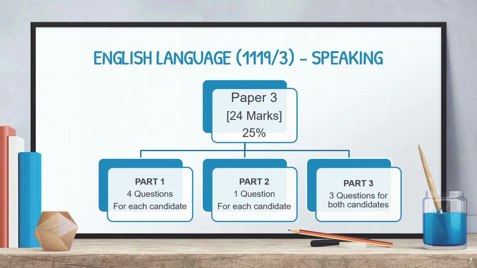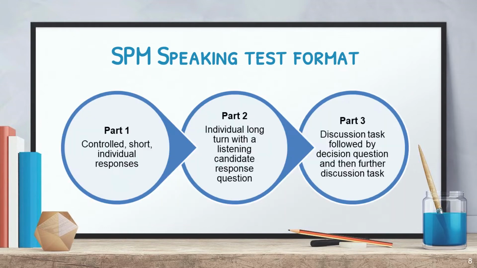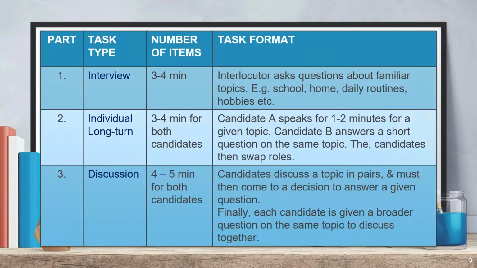Paper 3 speaking carries 24 marks and it is 25% of the whole SPM English language paper. This paper is divided into 3 parts and each part will have questions for both candidates. Part 1 is controlled short individual responses. Part 2, individual long turn with a listening candidate response question. Part 3, discussion task followed by decision question and then further discussion task.